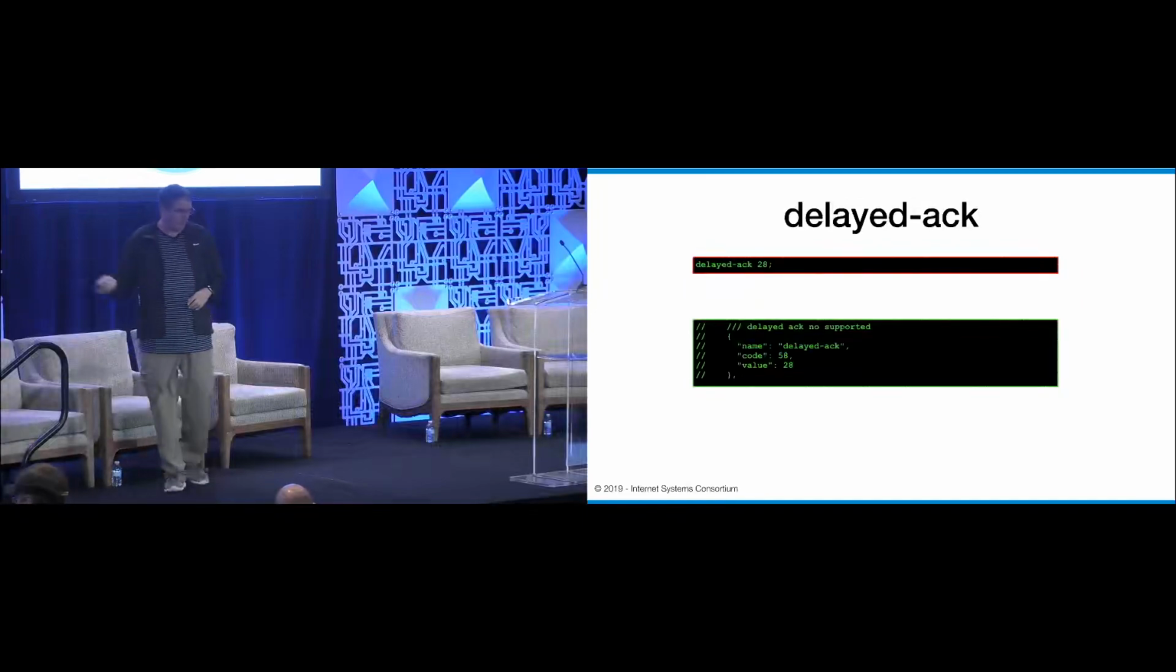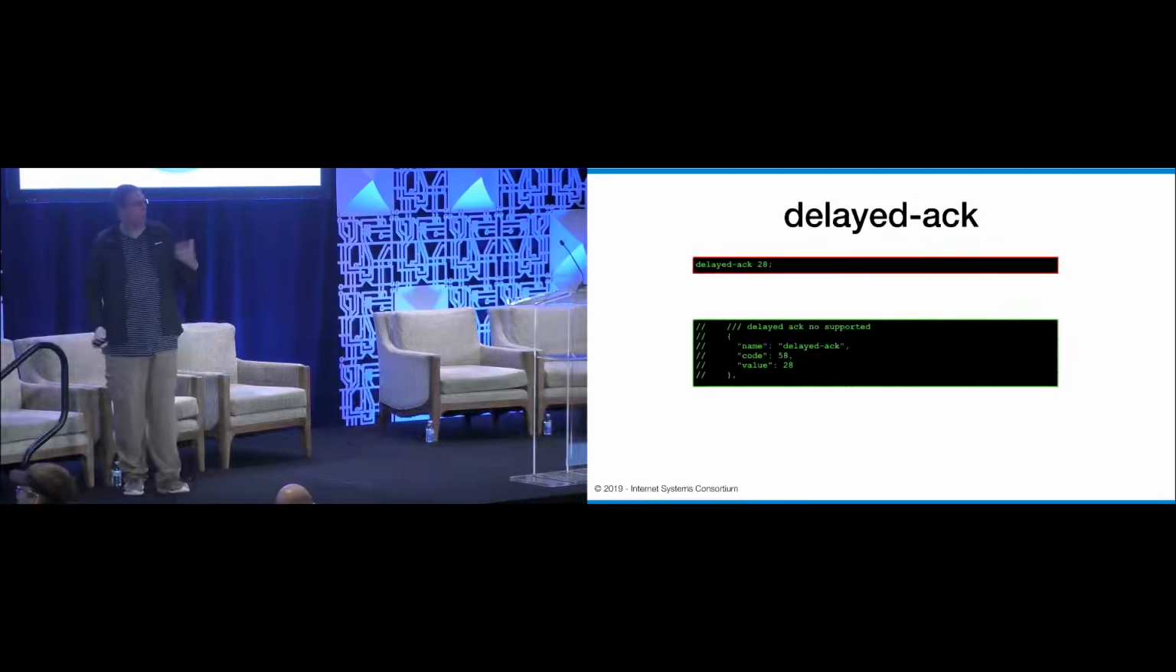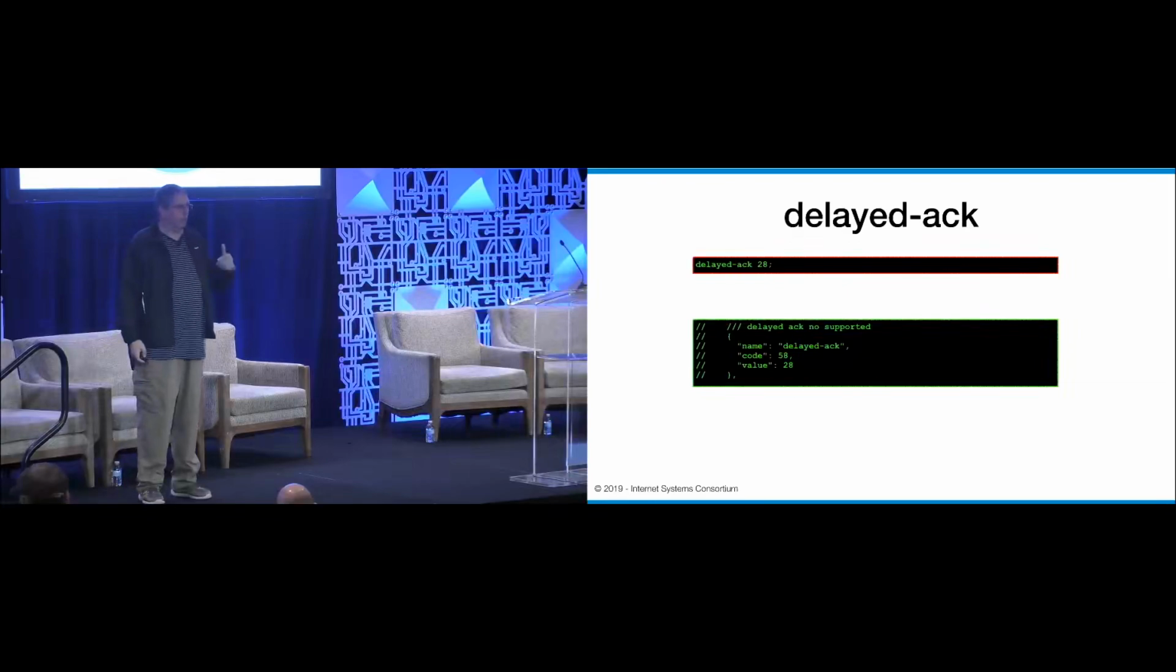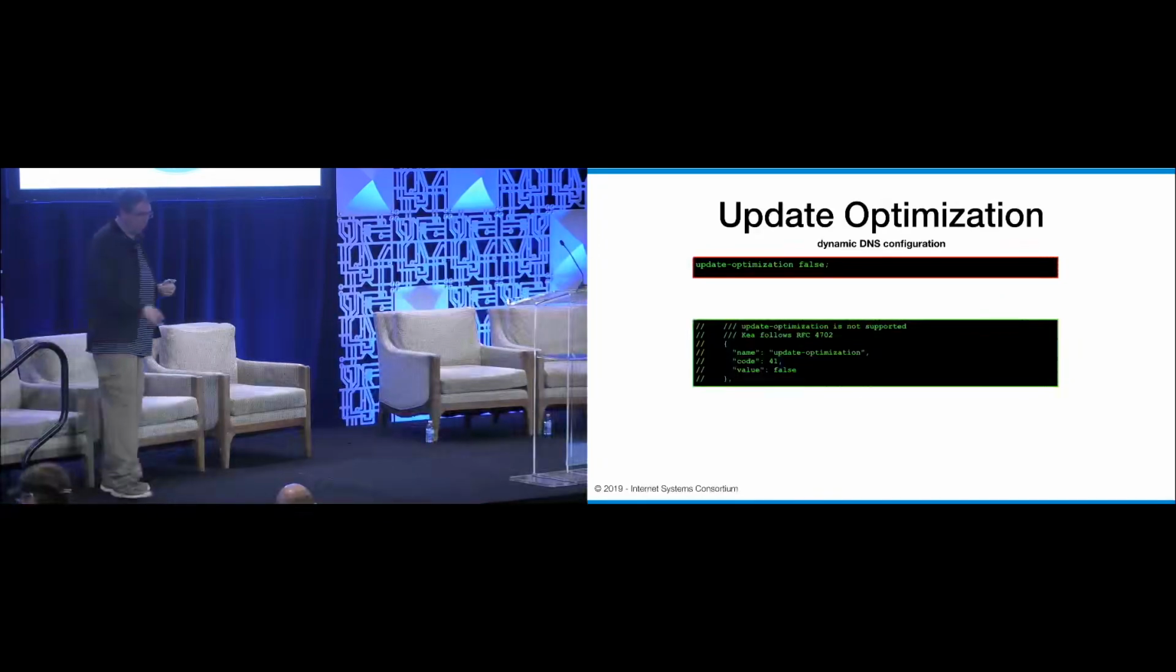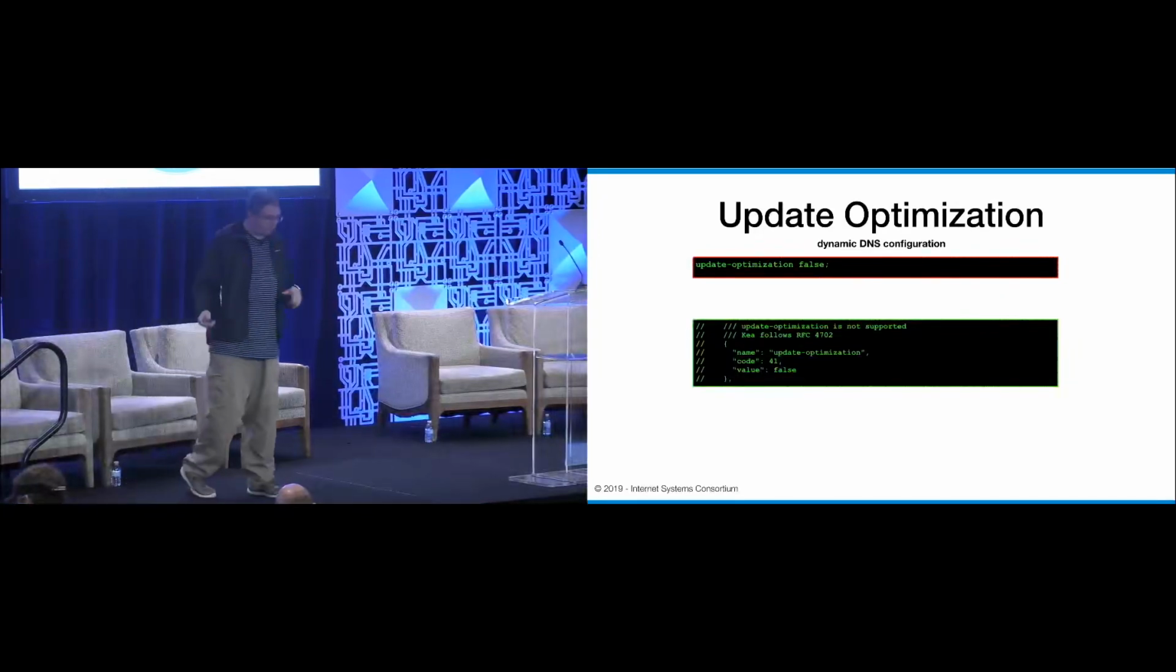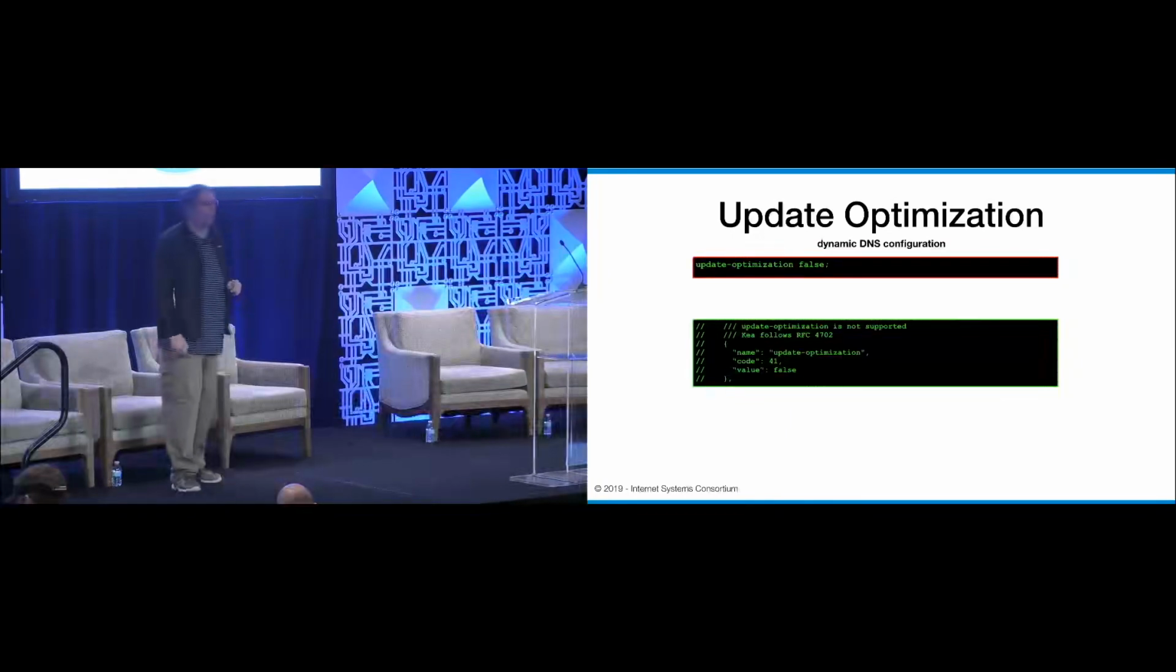Delayed ACK. The delayed ACK option is not supported. Again, you may need this, and if you do, you could open a Git ticket, open an issue. Update optimization false. Update optimization is not supported because we follow RFC 4702. Earlier versions of ISC DHCP used kind of an interim mechanism. Now it's supporting the RFC.